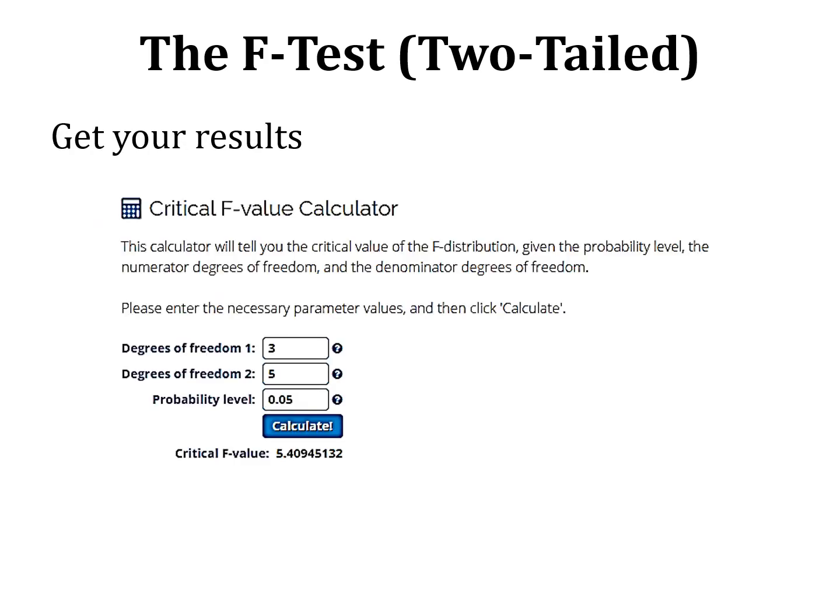So our result in this case is 5.40945132, which is the table value of F for the degree of freedom V1 of 3, degree of freedom V2 of 5, and probability level of 0.05. Right, so this is the table value of F, or the critical value of F at these degrees of freedom and probability level.